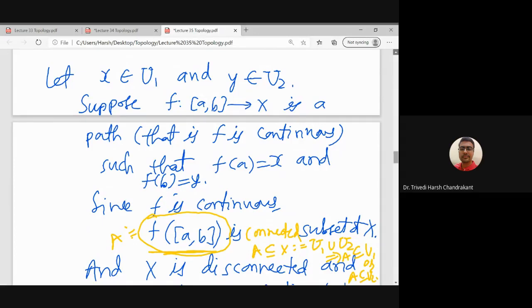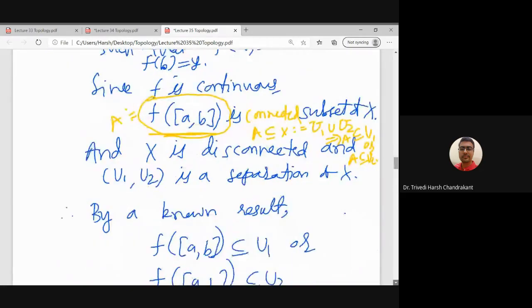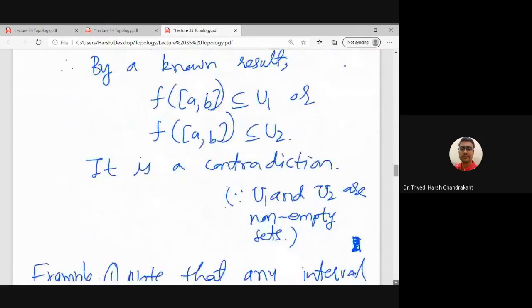But what we proved is that x and y both are in u1 or both are in u2 if X is path connected. So we got this contradiction because we assumed that capital X has a separation. So that is a contradiction. Therefore X is a connected topological space. So the final remark is that therefore X is connected.